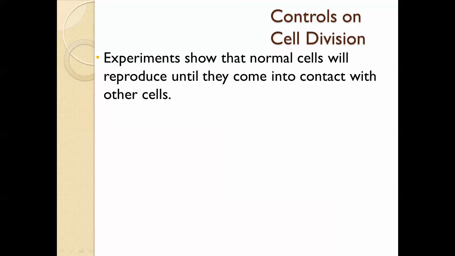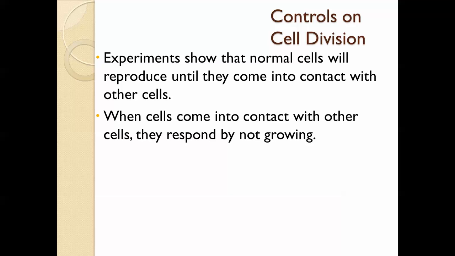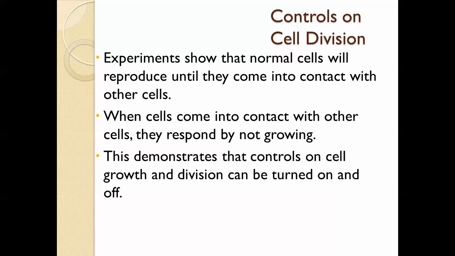Some experiments show that normal cells will reproduce until they come into contact with other cells. That's one of our first controls on cell division: when normal cells come into contact with other cells, they respond by not growing. When they bump into one cell, they stop growing. And this demonstrates that controls on cell growth and division can be turned on and off.